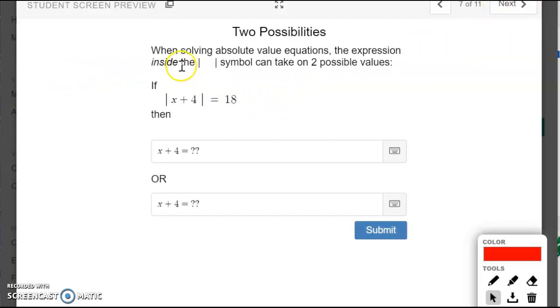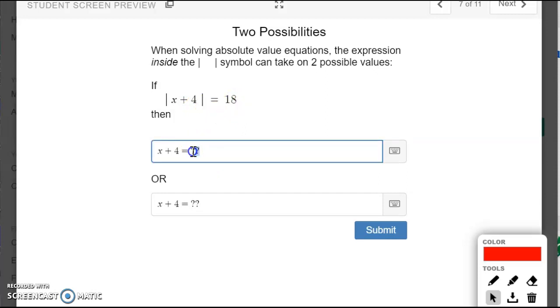When solving absolute value equations, the expression inside the absolute value symbol can take on two possible values. So if you have the absolute value of x plus 4 is equal to 18, then what's inside the absolute value could be positive 18, but it could also be negative 18 as well, because if this was negative 18, once you apply the absolute value function, it's still going to give the output as positive 18.